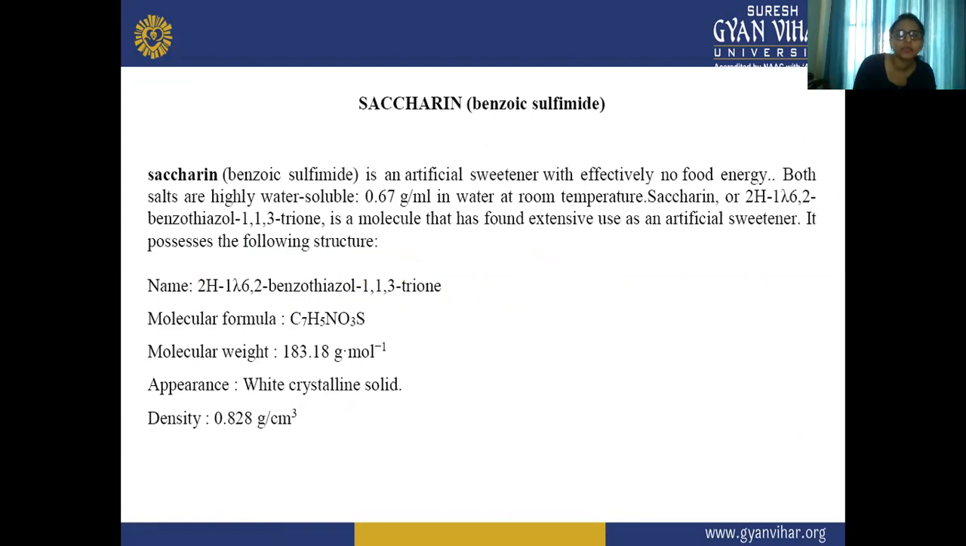Both salts are highly water soluble. It is soluble at 0.67 grams per ml in water at room temperature.